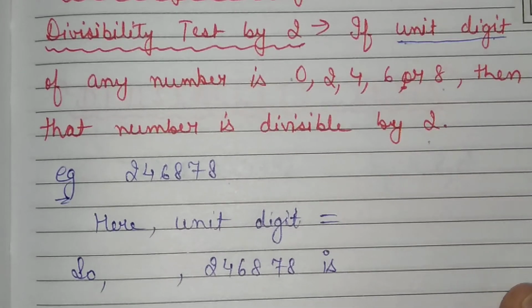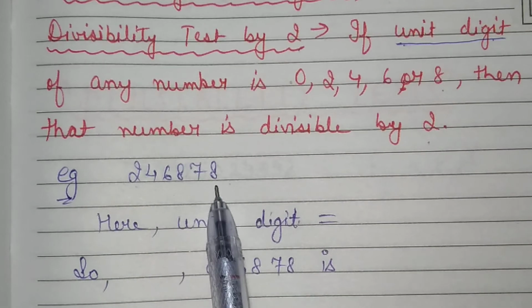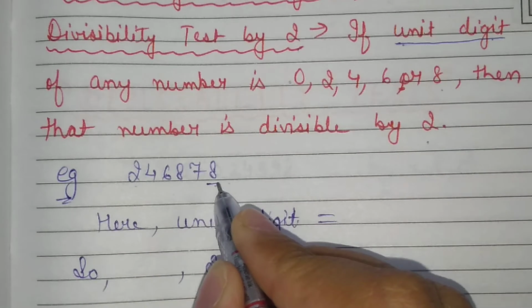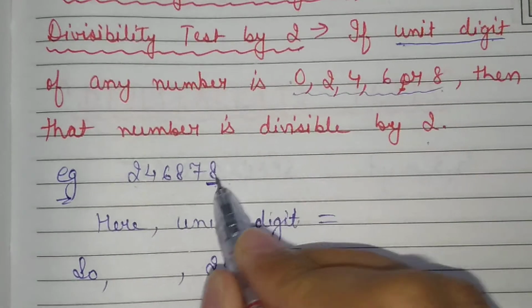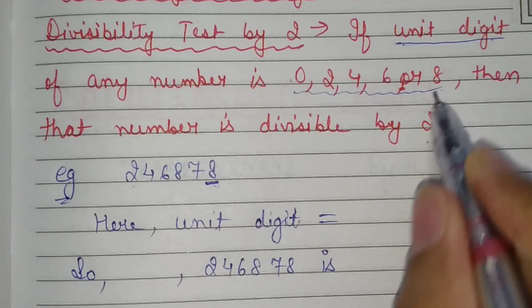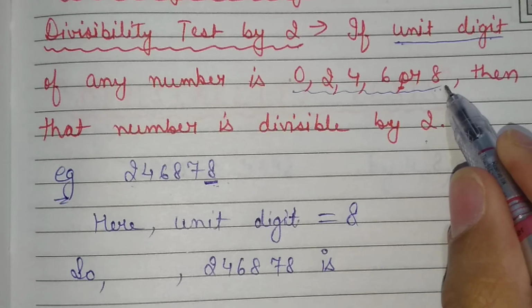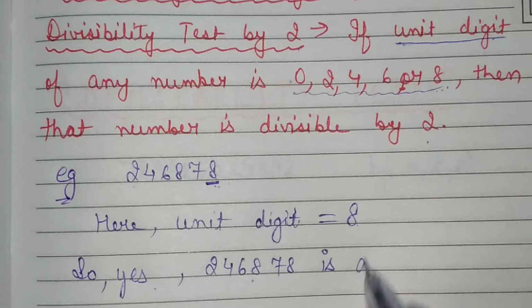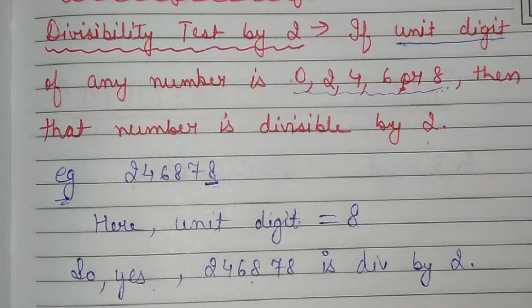Here I have taken one example. This number is given, 246878. Now let us check what the unit digit is here. Unit digit means last digit, that is the ones place digit. Here it is 8. Now let us check whether it is in this list or not. We can see 8 is there in the list. So I will write here, unit digit is equal to 8 and this is in the list. So we shall write yes, this number is divisible by 2. I hope divisibility by 2 is clear to you.